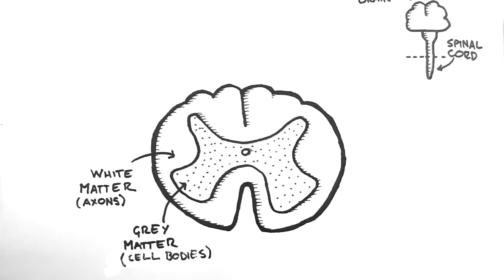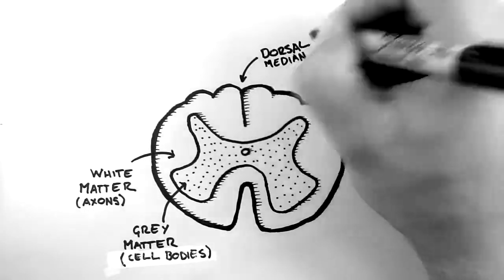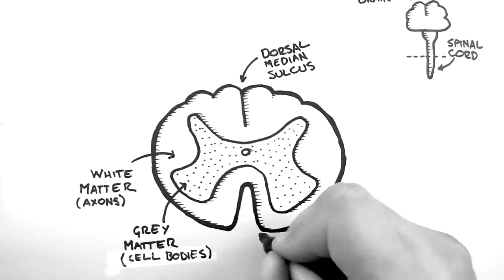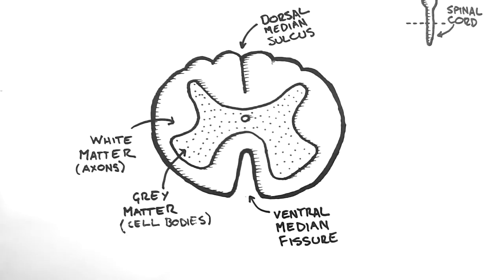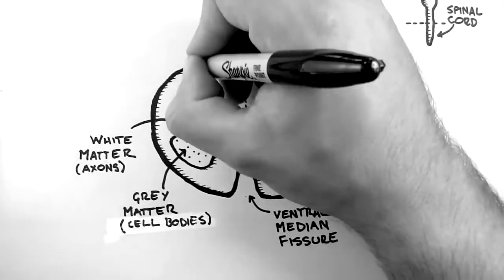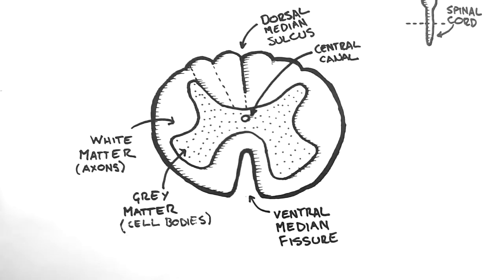Other notable features include the dorsal median sulcus, which is this groove at the back of the cord, and the ventral median fissure, which is the larger groove at the front of the spinal cord. These features help us to orientate the spinal cord. Also of note is the central canal, which runs down the center of the spinal cord. Cerebrospinal fluid runs through the central canal.